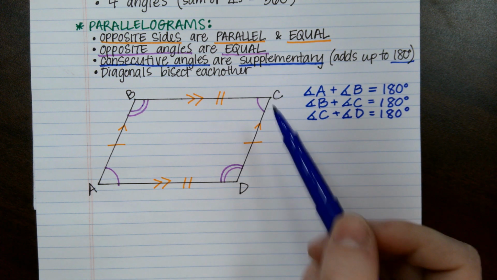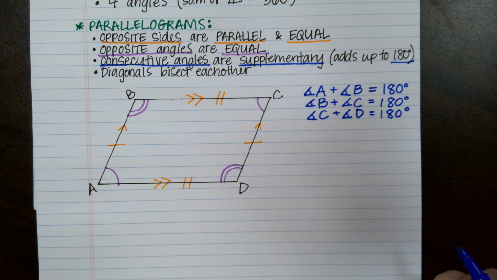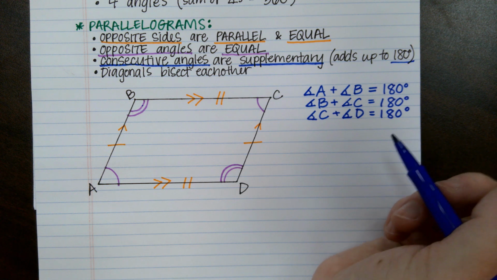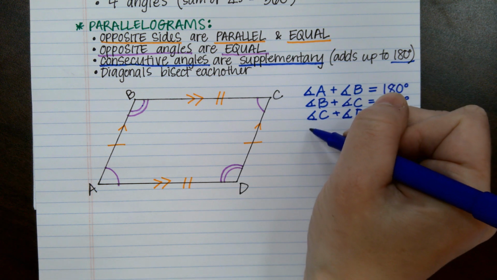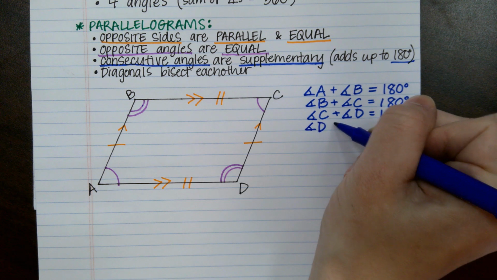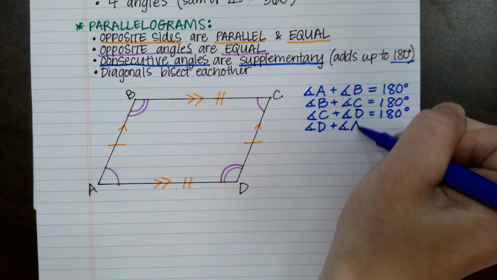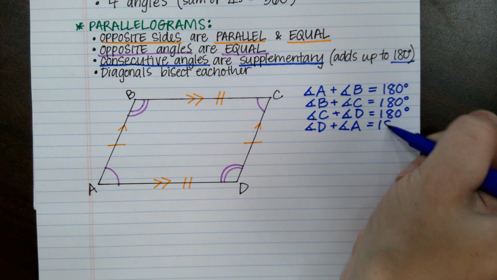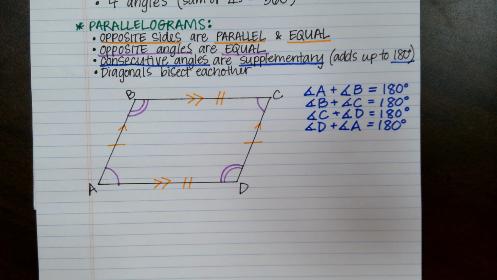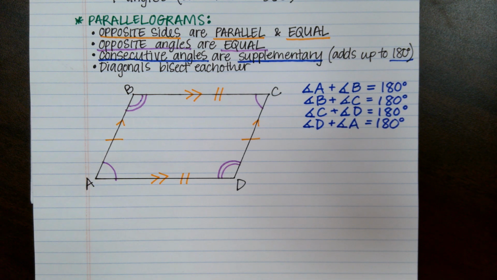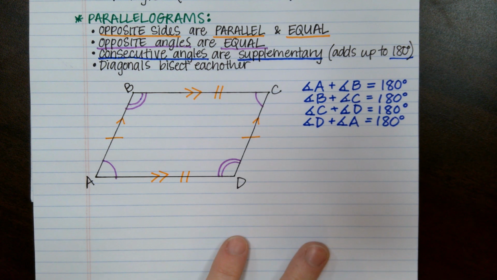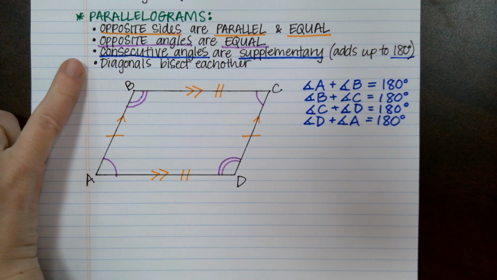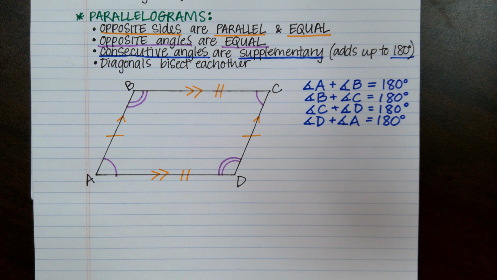And what's my last two that I could put together? D and A. Good. Angle D plus angle A, 180 degrees. Perfect. Okay. Everybody feel okay about consecutive angles and how they're supplementary, how they add up to 180 degrees?